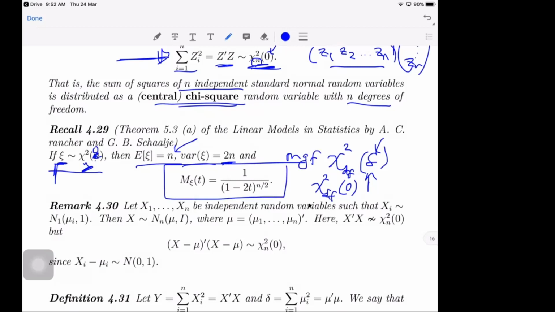So that will be 1 over 1 minus 2t raised to the n over 2. So if you have a moment generating function that looks like that, this one, then you know that your random variable is quite chi-square distributed. Dahil man ang moment generating function sa normal. Okay? That was e to the mu prime t plus 1/2 of t prime sigma t. Okay? So mauna sa normal.